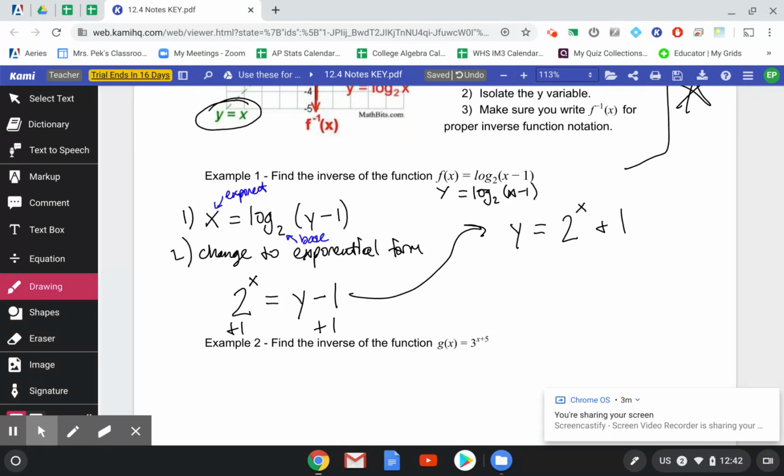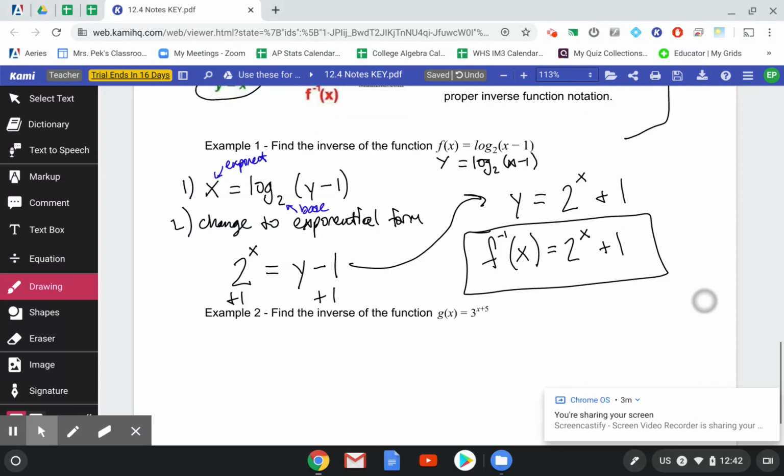Then step 3, there's just one more tiny important step. If my function was written initially as f of x, I want to make sure to write my inverse equation in function notation: f inverse of x. It looks almost like an exponent, but it's not really, it's just notation, a little exponent of negative 1. Then I'll just rewrite what I have, 2 to the x plus 1.